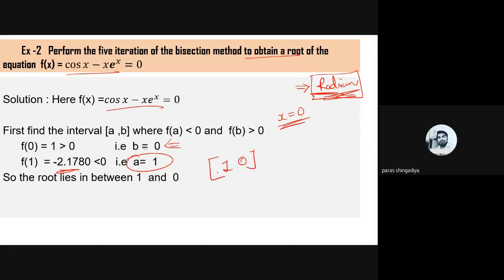At the point 1, f of a is negative, and at 0, f of 0 is positive. So the root lies between 1 and 0. Clear?